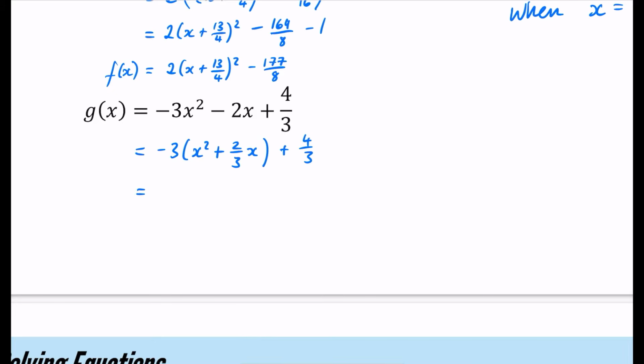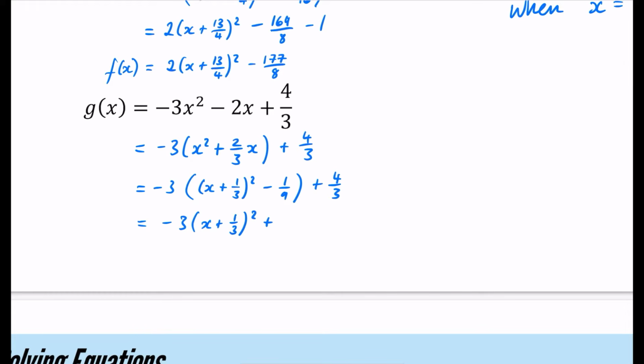So just like before, I will complete the square on this inside bit. So I'm going to do the half of the 2/3, which is 1/3, and I'll subtract the 1/3 squared, which is 1/9. And I still have the 4/3. So now I'm going to do the minus 3 by this bracket and the minus 3 by the minus 9th. So I get minus 3 x plus 1/3 squared. And then there's a minus 3 times a minus a ninth, so that's going to be a plus 3/9 or plus 1/3. And we still have the plus 4/3.